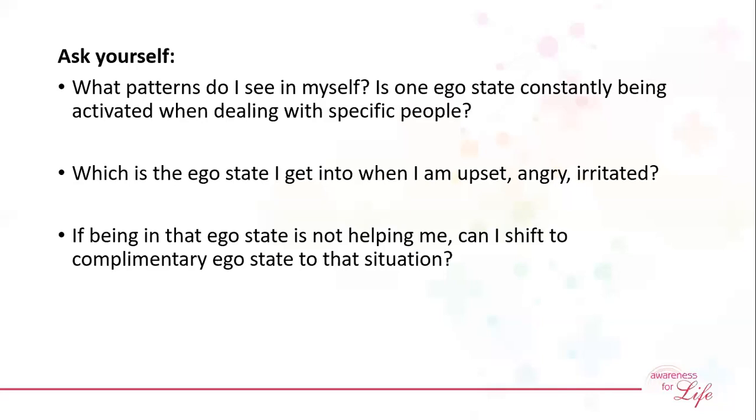Okay, so as I said, the first thing is watch yourself when you behave with people. Are there certain set of people with whom you're always in a specific ego state? That is one way of knowing which is your dominant ego state. Another, as we have said, watch yourself the moment you get angry, upset or irritated. Which ego state are you operating from? So maybe that is your dominant personality.